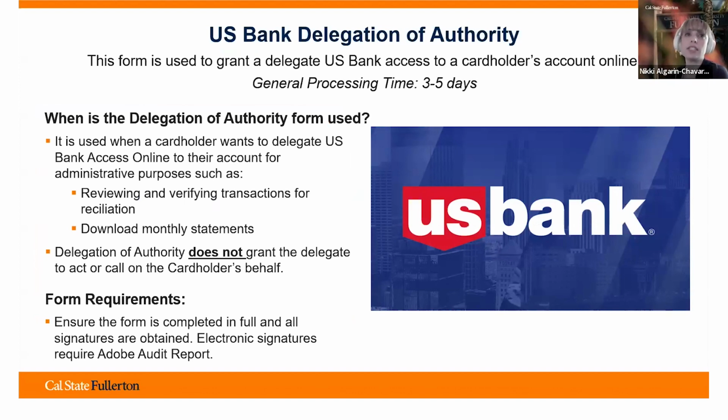When a cardholder wants to delegate U.S. Bank access online to their account for administrative purposes. So a manager wants to delegate their account access to their coordinator or analyst. This is the form that they would use. And again, it's only for U.S. Bank access, not Concur.